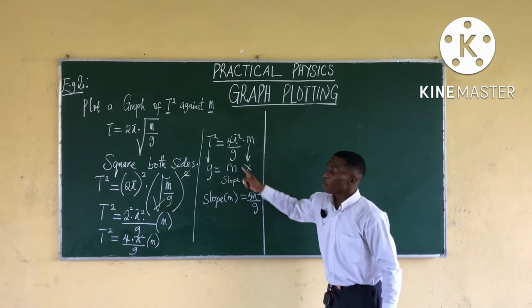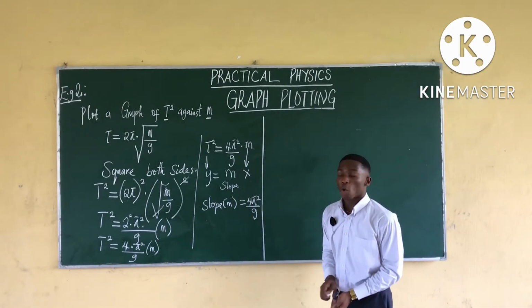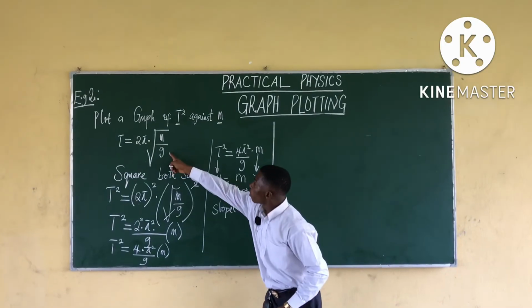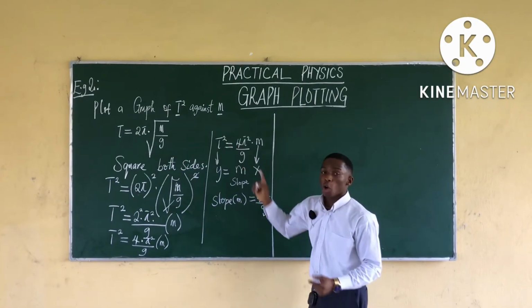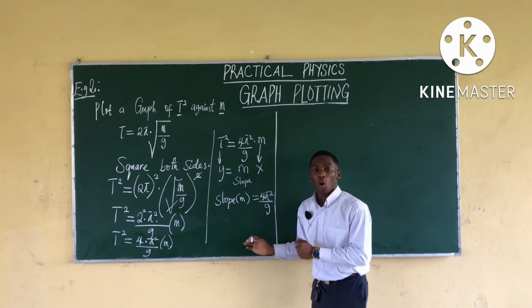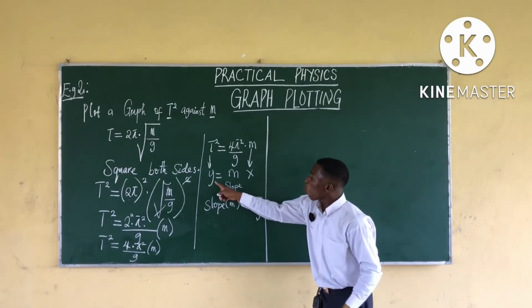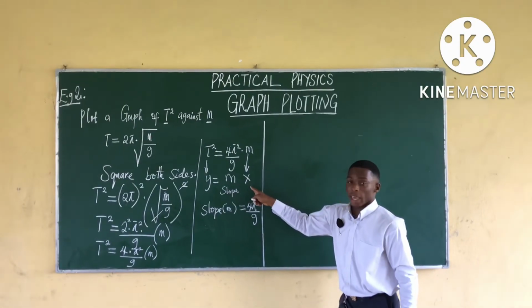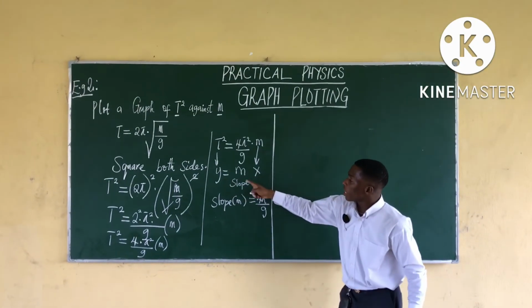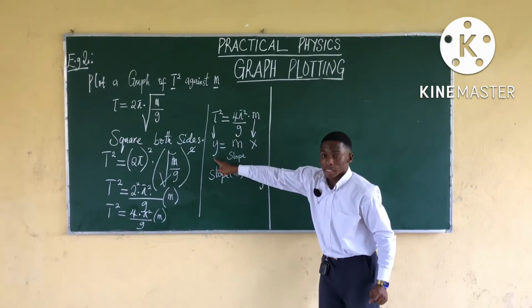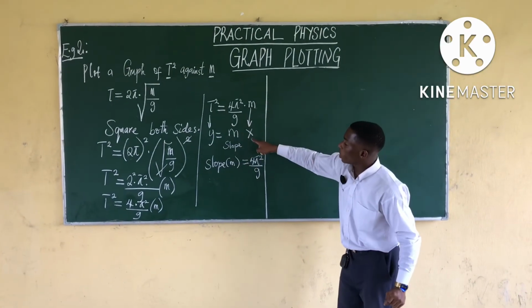This is what we mean by deduction of a law. Deduction of a law is the reduction. This law has been reduced to this. Deduction of a law is the reduction of a simple law or a logarithmic law to the form y is equal to mx. Y is equal to mx is telling us that T squared, the period squared, is plotted on the y-axis and m is plotted on the x-axis.